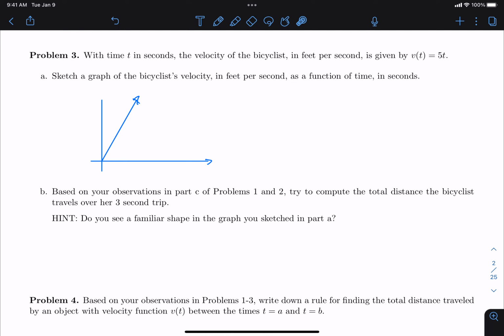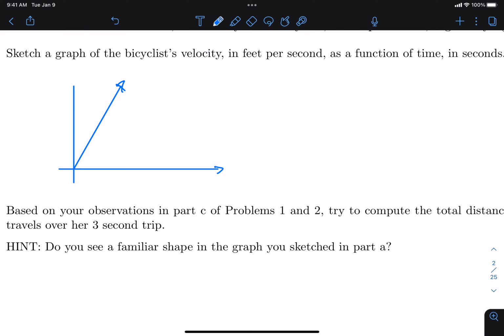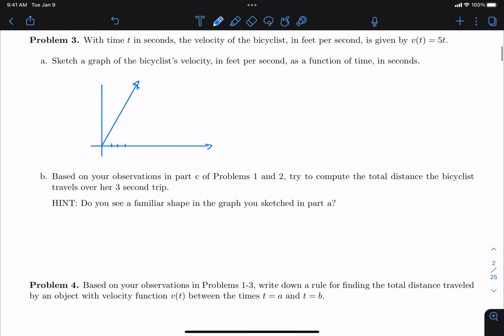Okay, so, and we do this for how long? 3 seconds. So, 1, 2, 3 seconds. How can I figure out how far I went? Because I can't just say, well, I was going this many feet per second for this long, because my velocity is changing all the way throughout this thing. So what can I do? If I'm speeding up and speeding up the whole time, how can I figure out how far I went?